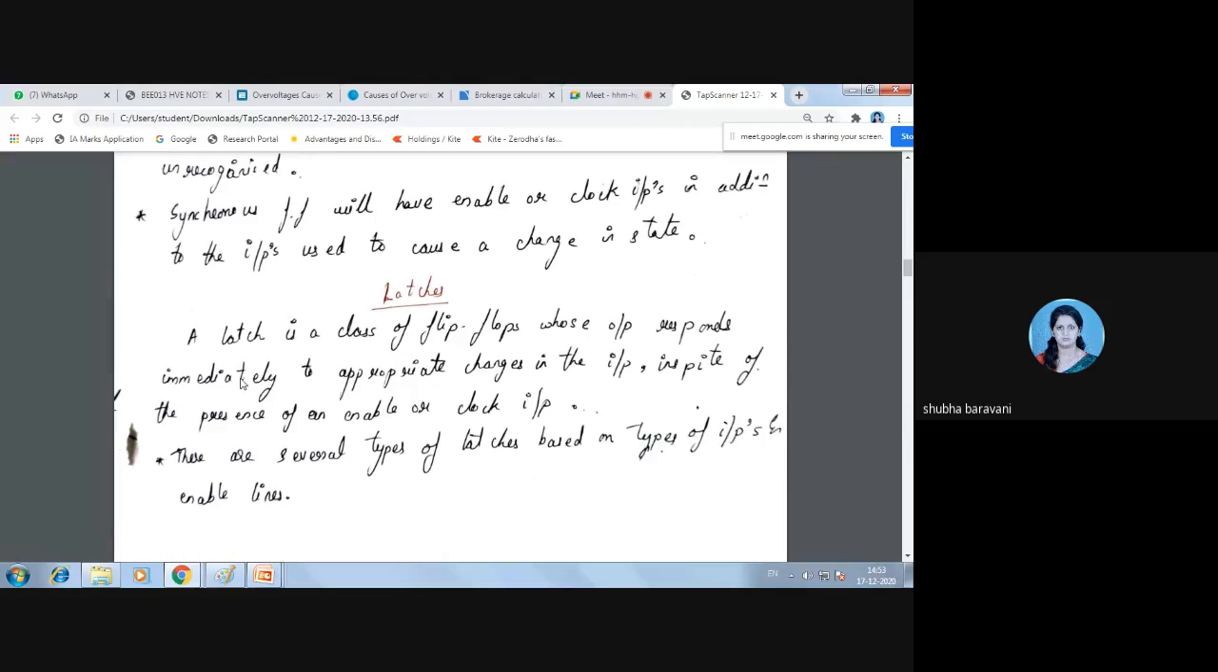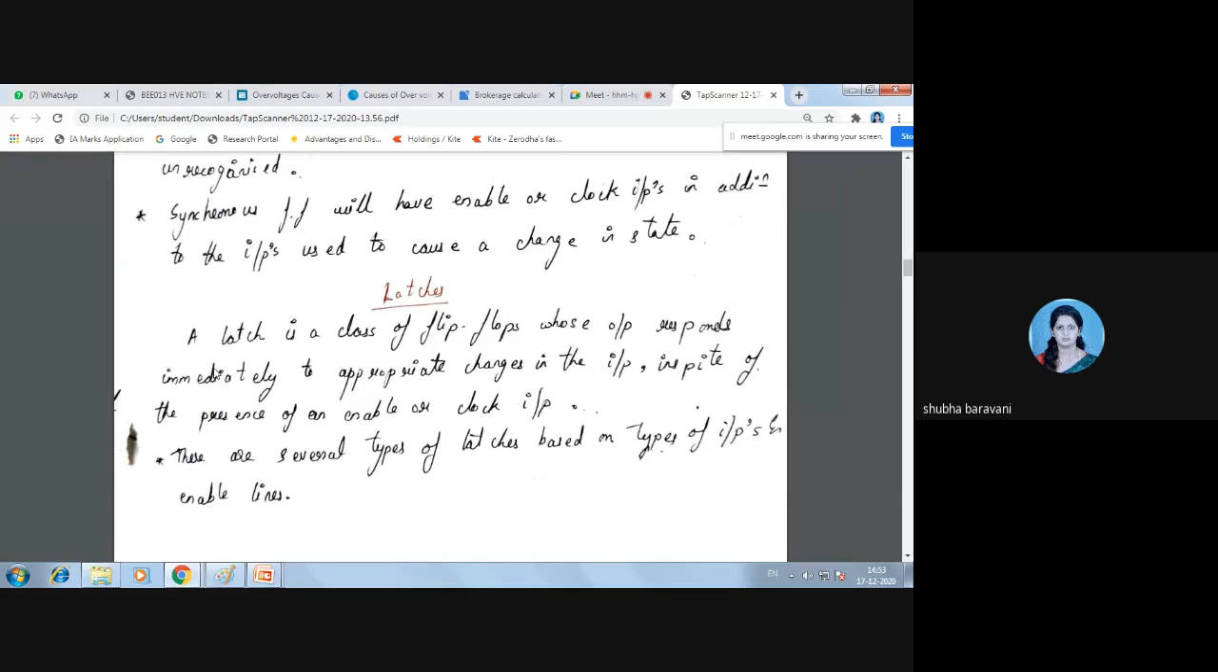Now, the latch is one of the classes of flip-flop whose output responds immediately to appropriate changes in the input in spite of the presence of an enable or a clock input. Okay, so latch is one type of flip-flop. Flip-flops are basically my memory elements, right, which can indefinitely store data, giving an advantage of having an input, and that is why you can have control on the output state.